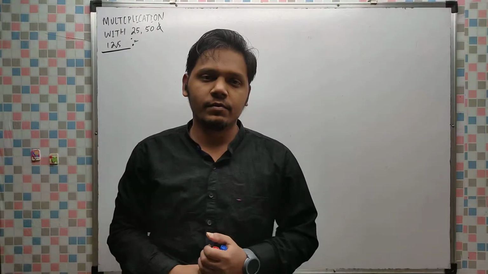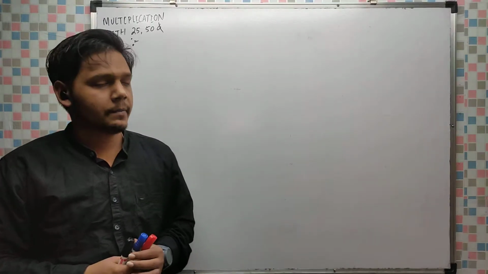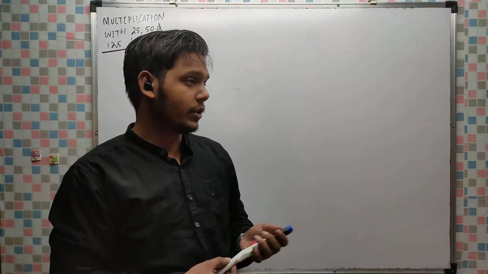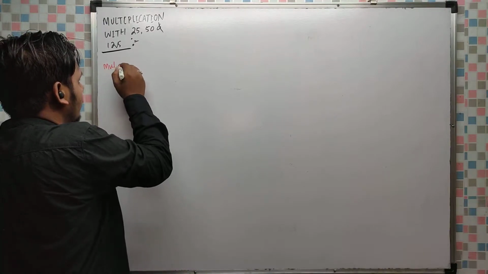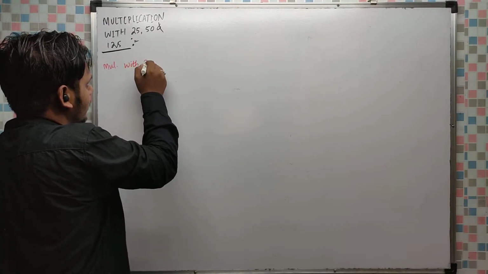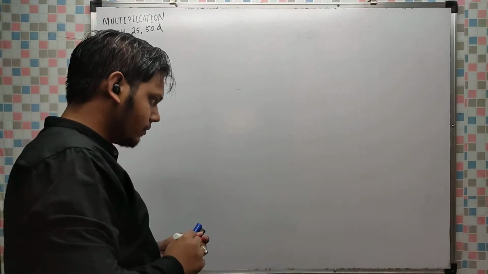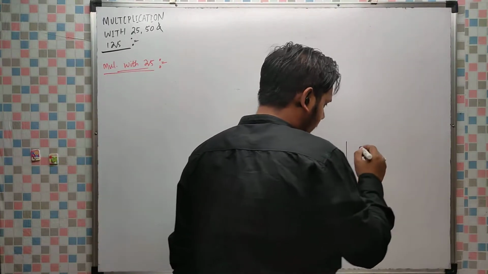Hello students, in this video we are going to learn about multiplication with 25, 50 and 125. First we are going to discuss multiplication with 25. What happens when any number is multiplied with 25? First, some basic points you have to keep in your mind.